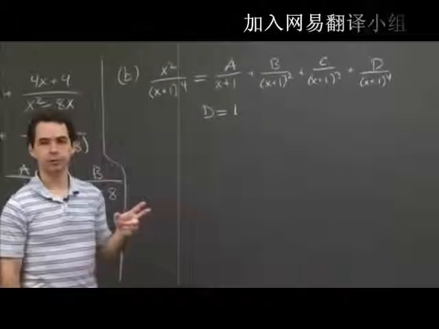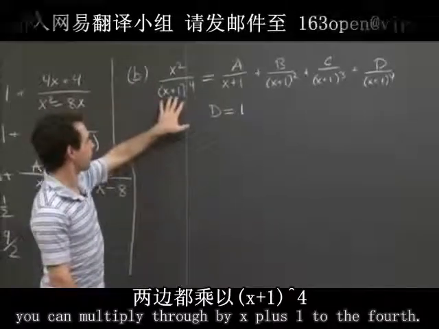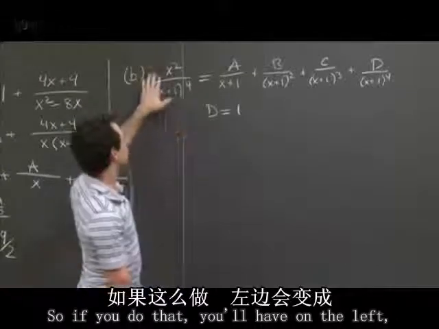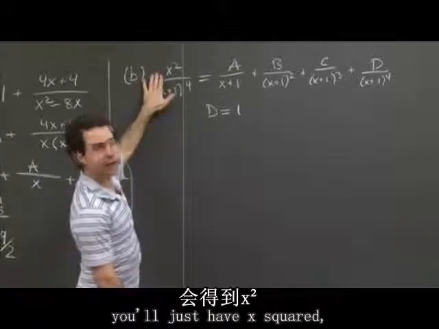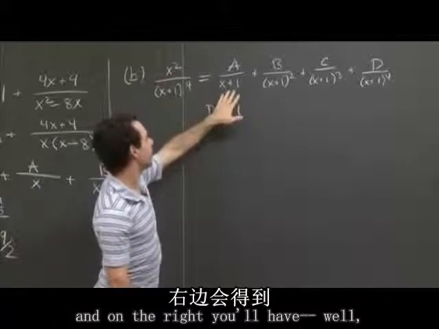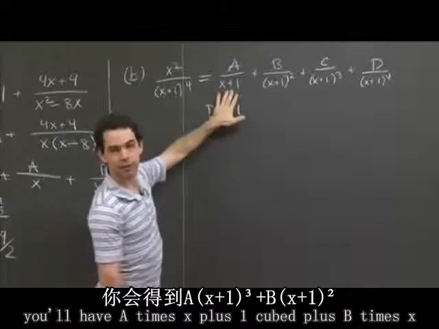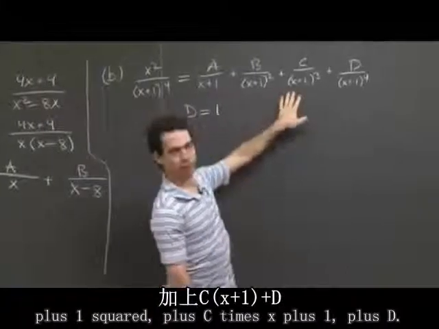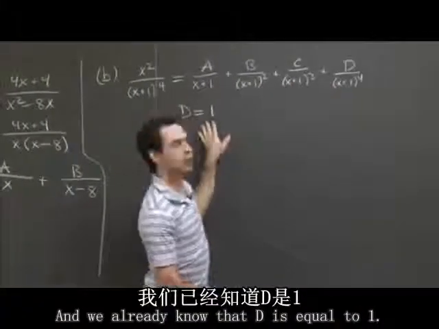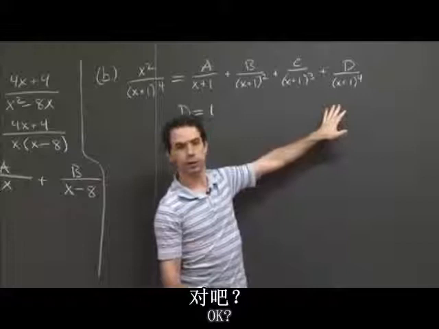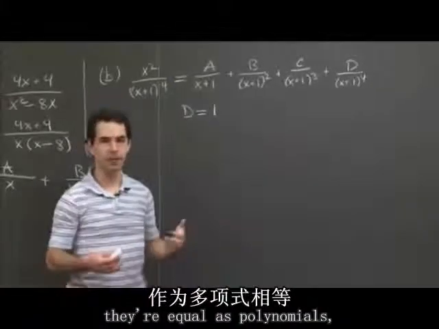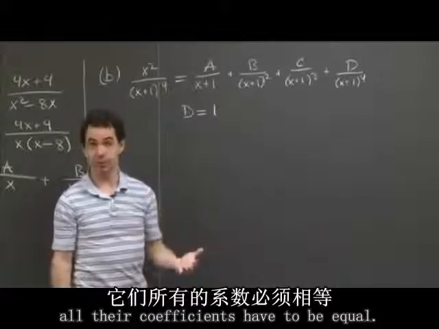Another thing you could do is you can multiply through by (x plus 1) to the 4th. So if you do that, on the left, you'll just have x squared. And on the right, you'll have a times (x plus 1) cubed plus b times (x plus 1) squared plus c times (x plus 1) plus d. And we already know that d is equal to 1. Okay? And so then, for those two things to be equal, they're equal as polynomials. All their coefficients have to be equal.